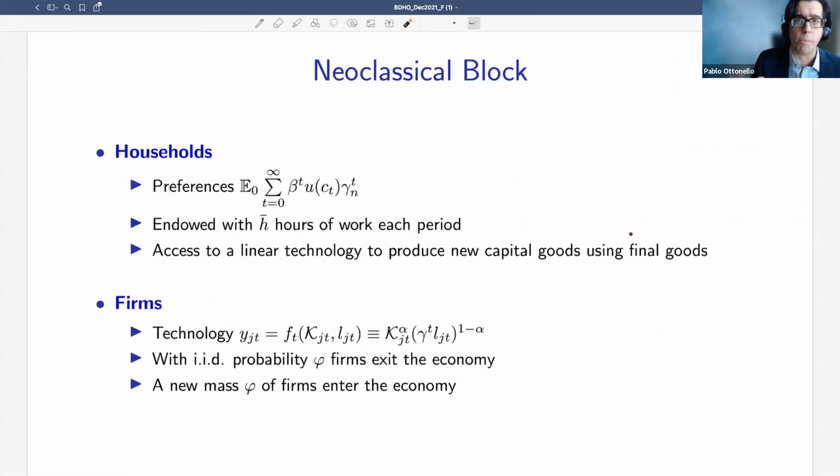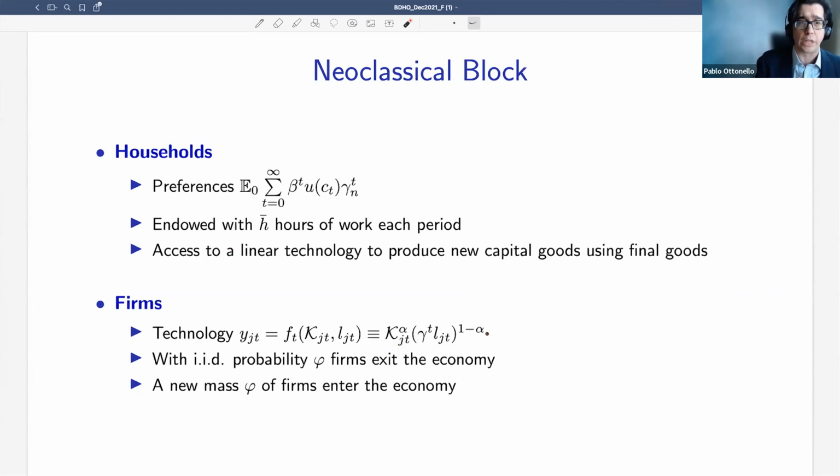Okay, so let me start with the most standard part, the neoclassical block of the model. We have 2 agents in this economy, households and firms that are owned by the households. Households have standard time separable preferences over consumption and are endowed with a fixed mass of hours to work each period. They have access to a linear technology to produce capital goods using final goods. Firms, in turn, have access to a constant return to scale technology to produce final goods using capital and labor as inputs. And with IID probability, each period they exit the economy and they transfer their capital to households, who are the owners of these firms.